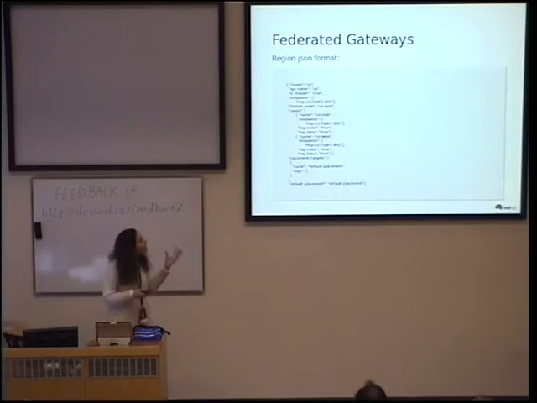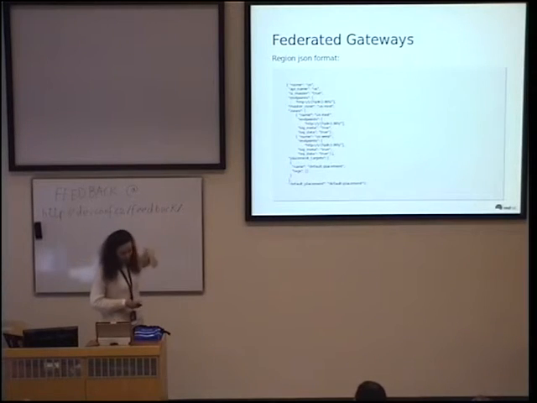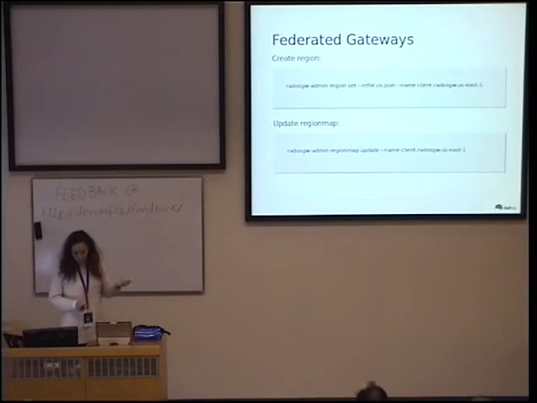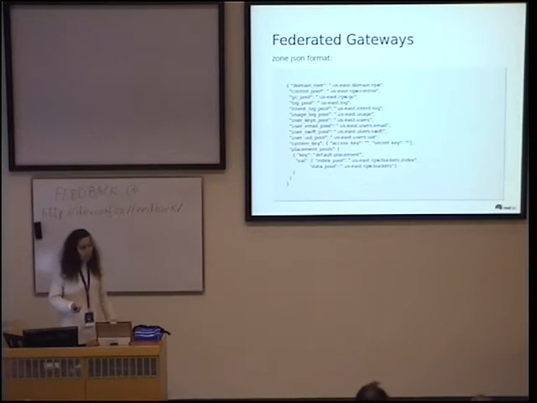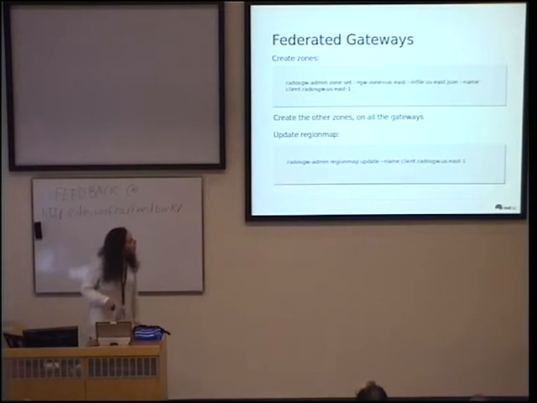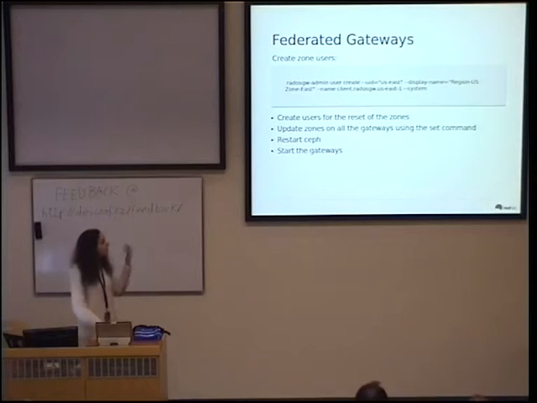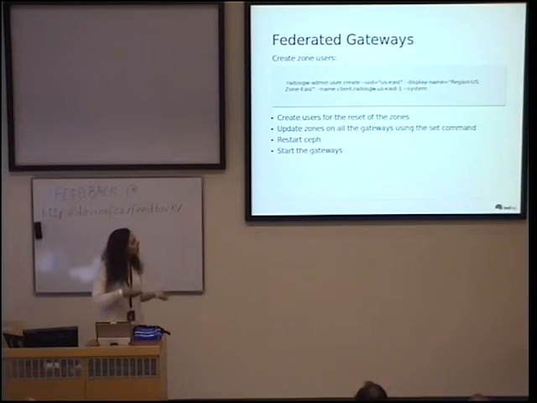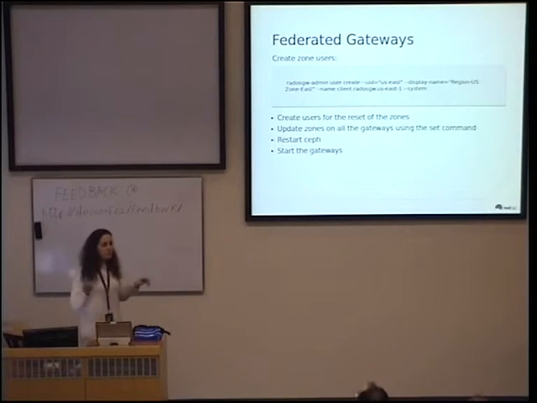Now let's talk about how you actually set up the system. You need to create a region to say if it's a master. It's all done in JSON. You need to update what we call the region map, create a zone, and update the zone map. You need to create a user for each zone and update all the zones, and then we start the gateway. That's the way it's done today. It's a bit complicated. It works fine, but it's complicated. So what we're doing today is trying to simplify everything and make it simpler commands. It's work in progress, so I can't display it yet, but it will be much simpler.